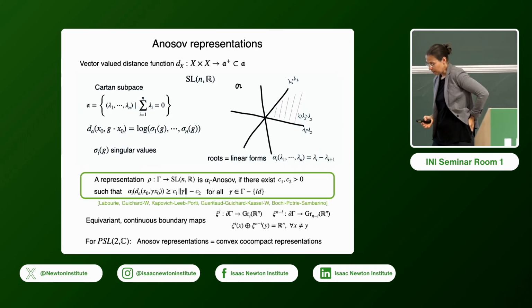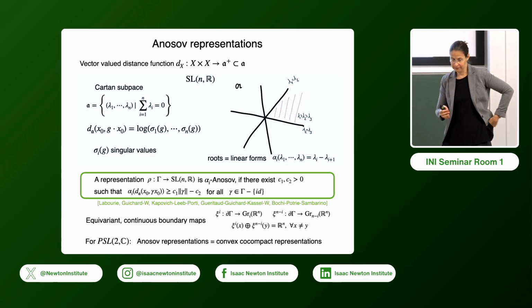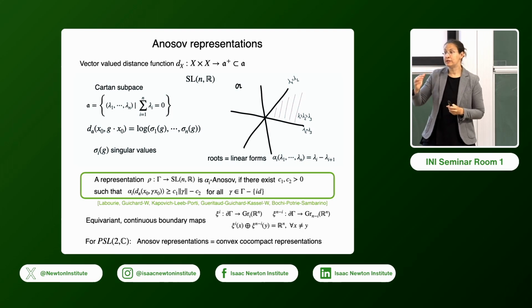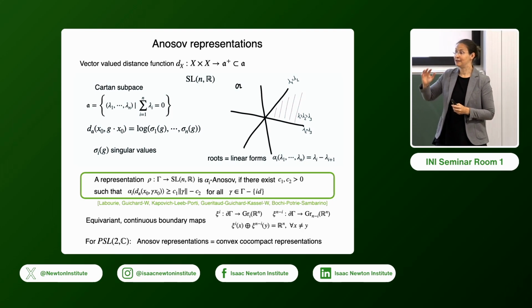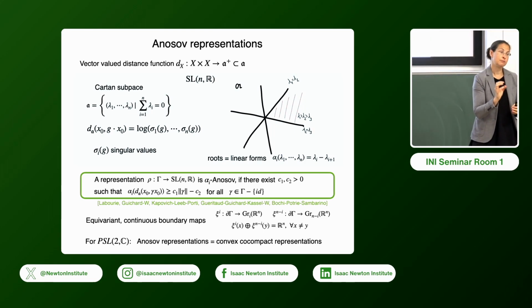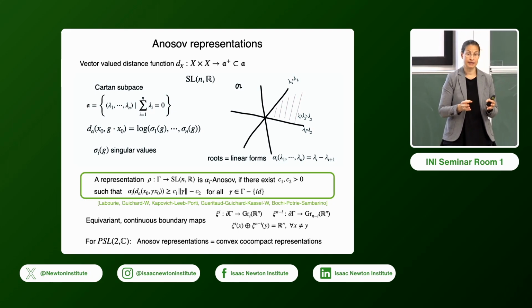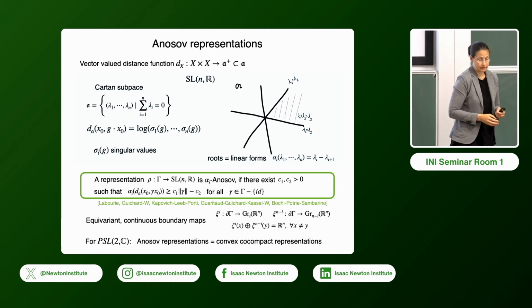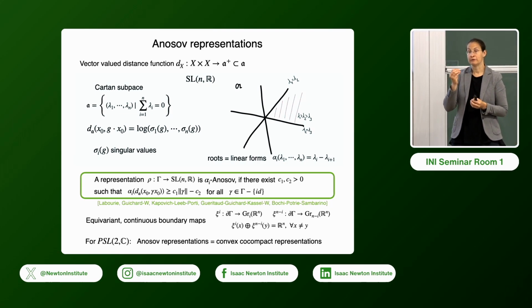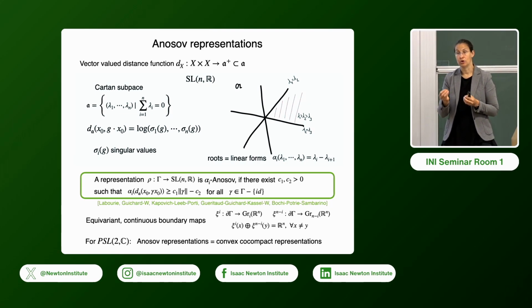So what are Anosov representations? They were, as I said, introduced by François Labourie using a dynamical picture, where there was some flow which had Anosov properties, and that's why they call it an Anosov representation. But I want to give you a bit more concrete characterization of them as the definition. What I want you to think about is that they are a very strong form of quasi-isometric embeddings of your group into your higher rank symmetric space.